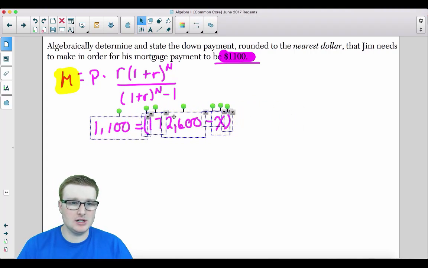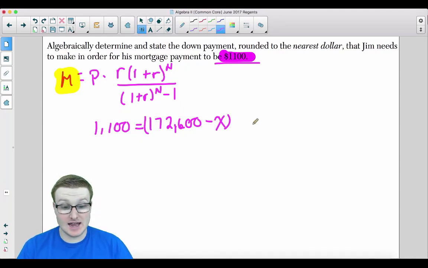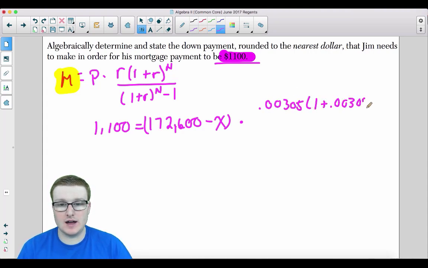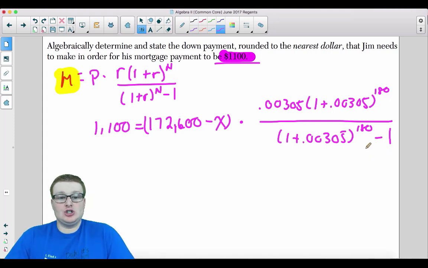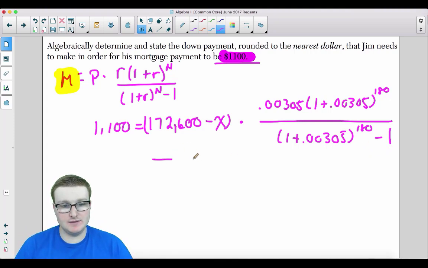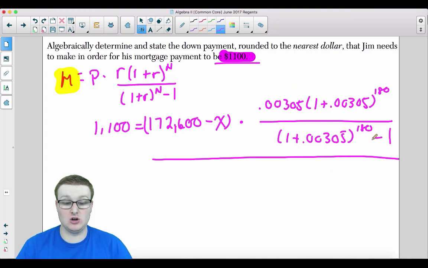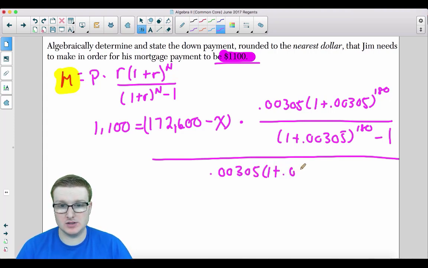Okay? So what we're going to do is leave it as that, and it's all the same stuff after the fact. It's still 0.00305 times 1 plus 0.00305 raised to the 180. He's still paying in 15 years. Divided by 1 plus 0.00305 to the 180 minus 1. So now we're going to divide by all of that junk on that side.